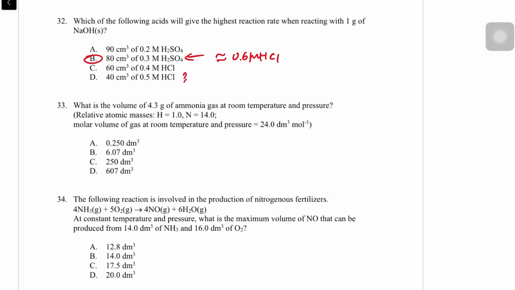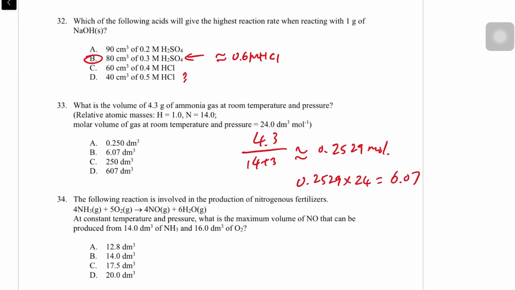Question 33. The volume of 4.3 gram of the gas. First let's see the number of moles. 14 plus 3 is about 17, and times the molar volume is 6.07 dm cube. So the answer should be B.